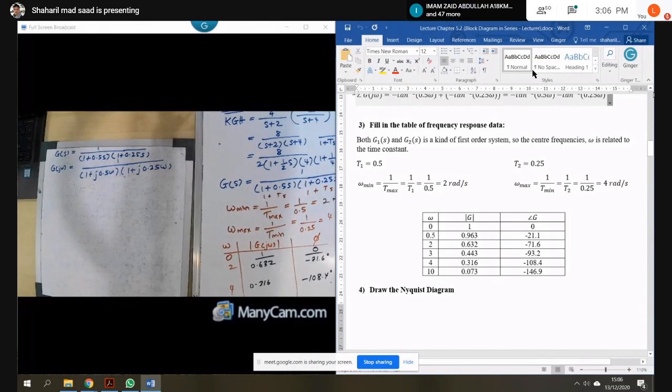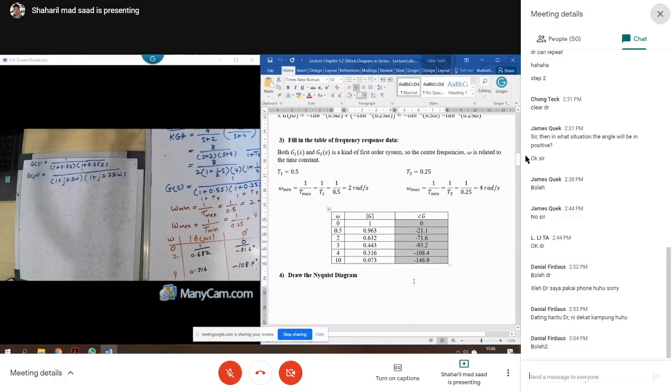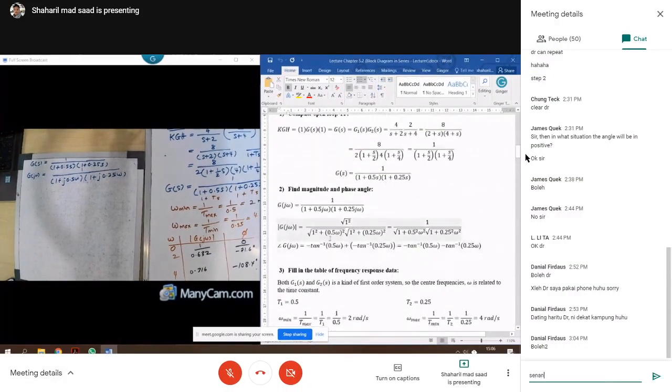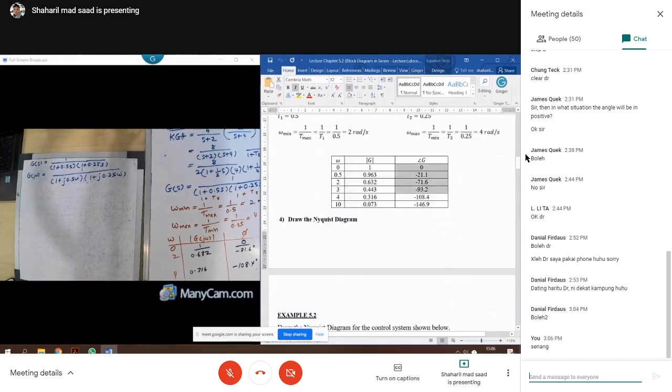So by using this calculator, you can get all this value. Believe me, you can get all this value. Okay. Macam mana? Okay tak? Senang tak? Senang sir. Senang kan? That means you don't need to derive all this thing. You can find it straight away by using your calculator. Okay? Magic, right?